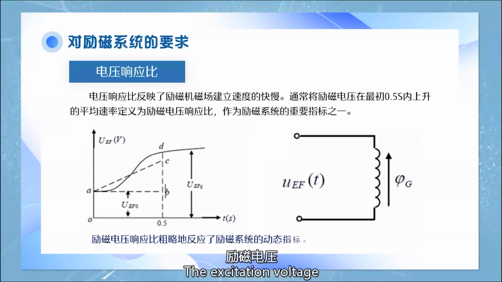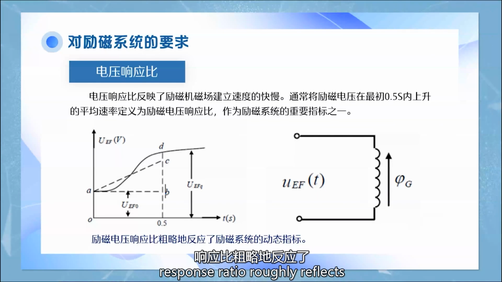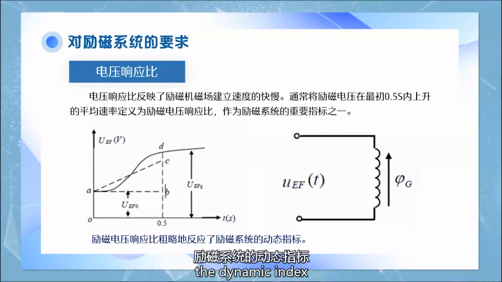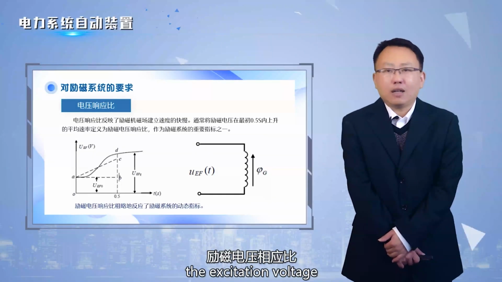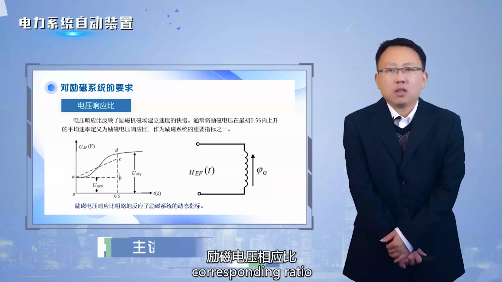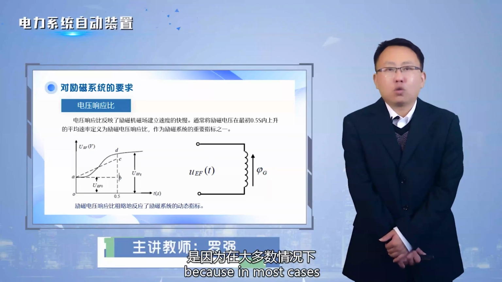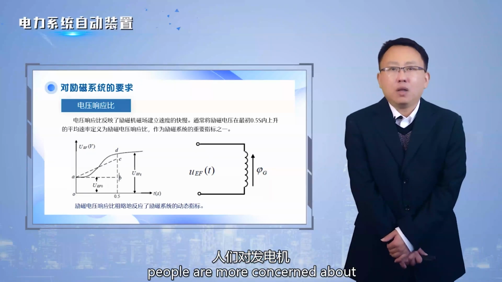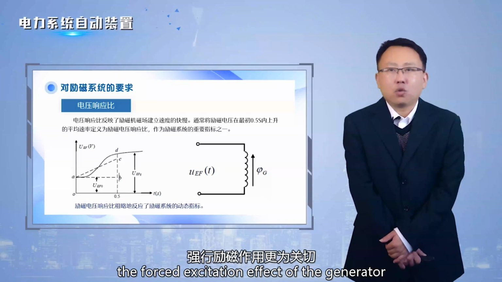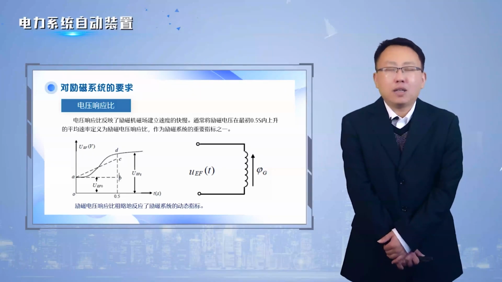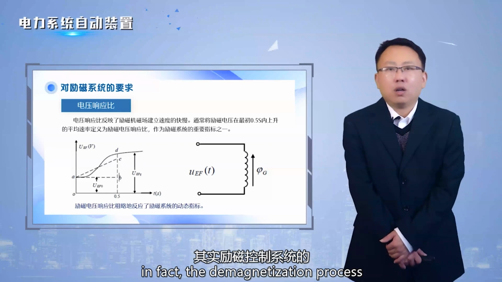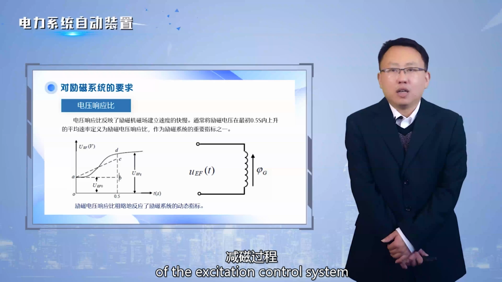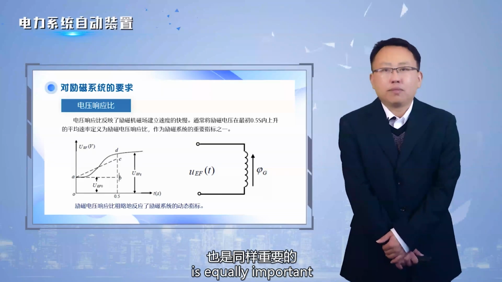The excitation voltage response ratio roughly reflects the dynamic index of the excitation system, and the rise rate is used to define the excitation voltage response ratio because in most cases, people are more concerned about the forced excitation effect of the generator. In fact, the demagnetization process of the excitation control system is equally important.